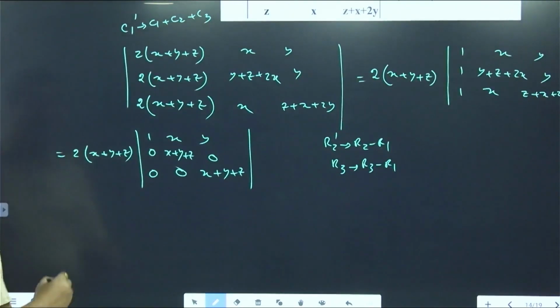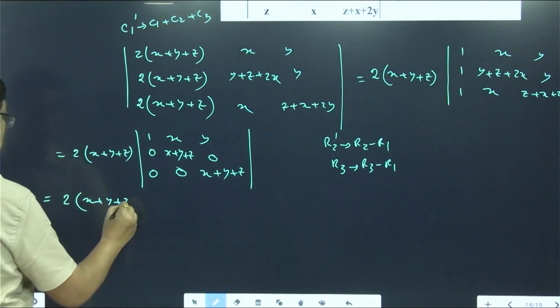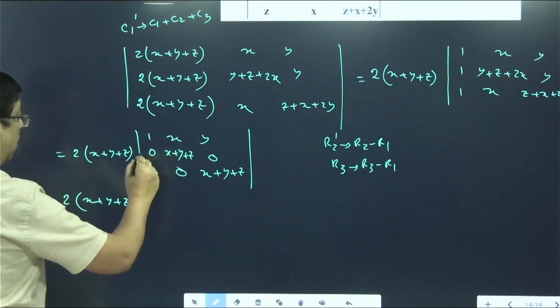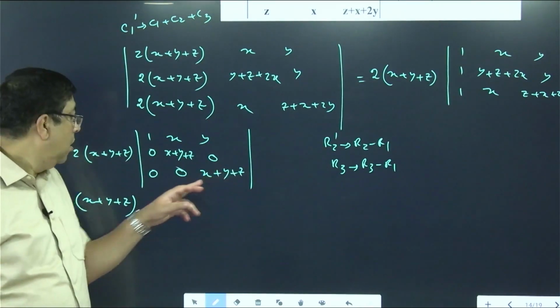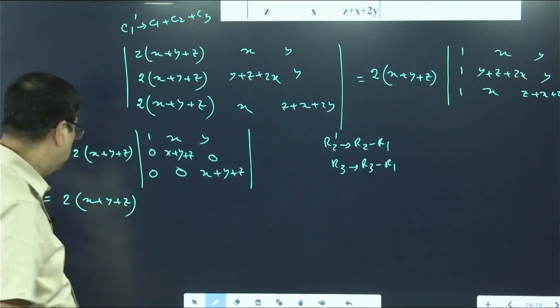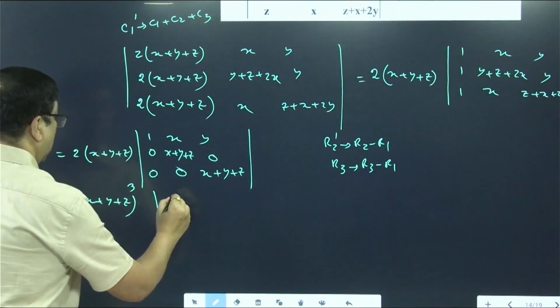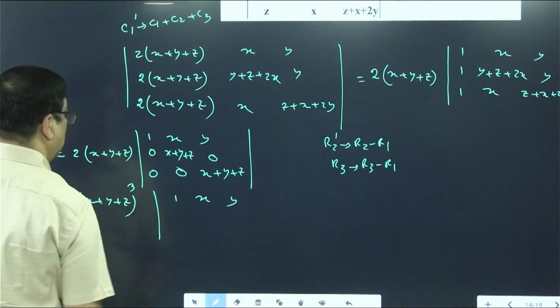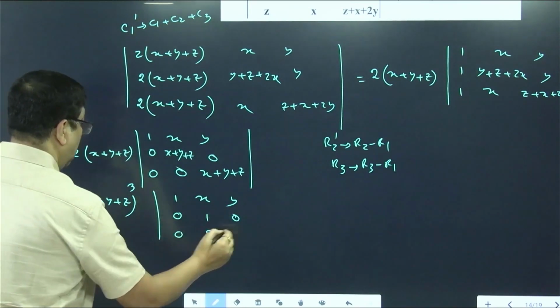Now take the common terms. So 2 into x plus y plus z is there. From row number 2 we can take x plus y plus z common. From row number 3, same as the previous sum, x plus y plus z common. So x plus y plus z whole cube, and we are getting 1 x y, 0 1 0, 0 0 1.